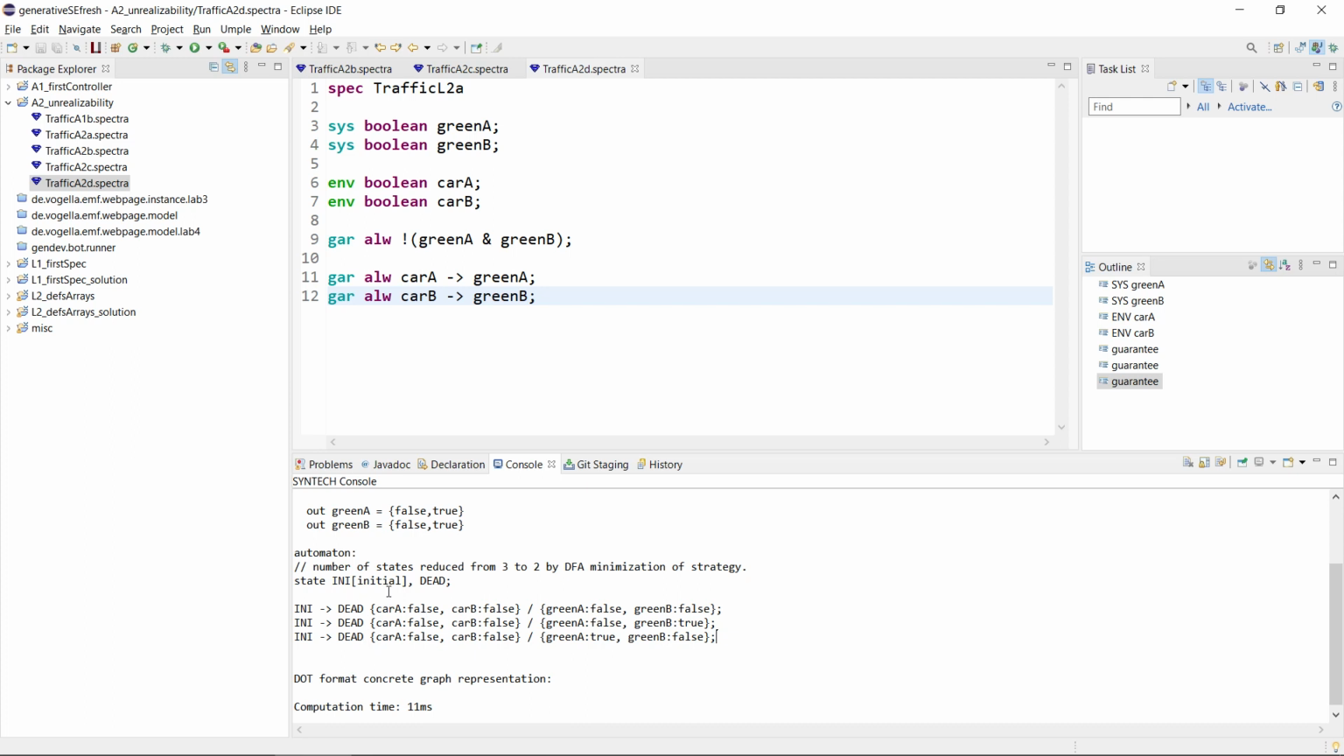What happens in this state is that both cars will appear. We have both of them true. This means that green A must be true, green B must be true, but that's not possible. So this is how we basically deadlock the safety. We have a kind of deadlock through our safety guarantees.